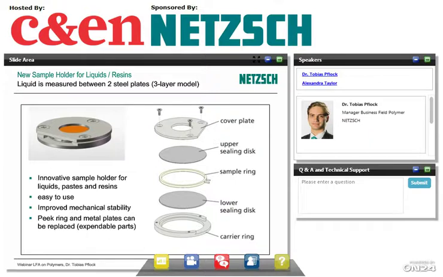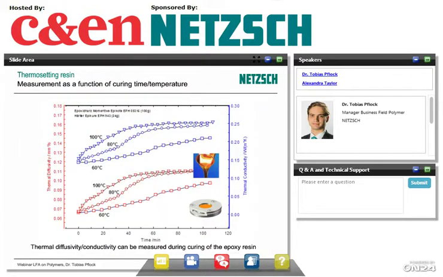And well, you could just discard the sample setup, the upper and lower sealing disc and the sample ring, because, well, this is actually glued nicely together after the experiment. And I'll show you what happens during the curing reaction as we heat up the sample now.